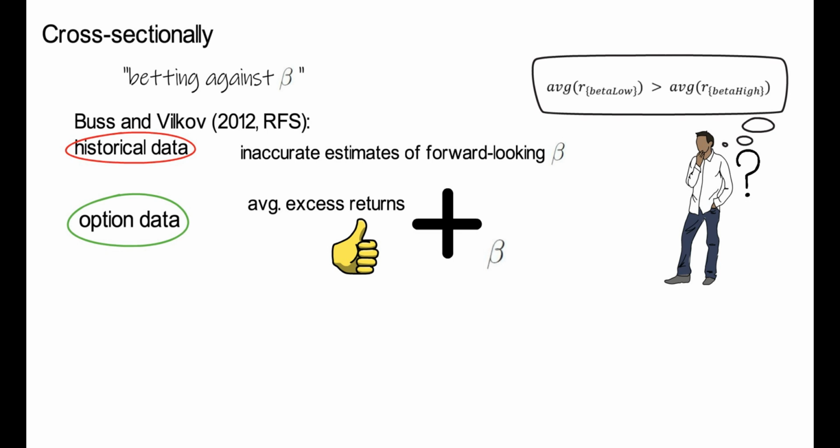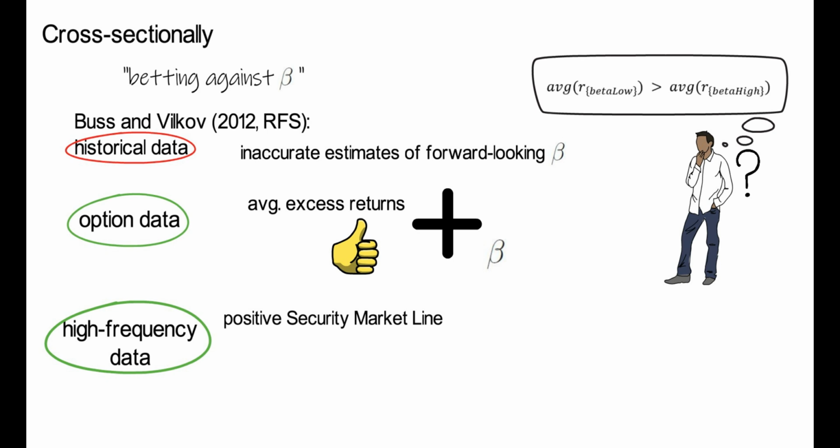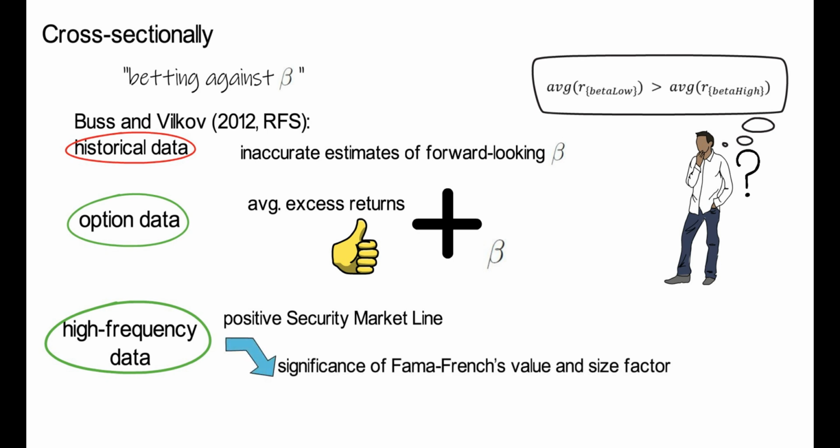Now, more recent research also finds that using high-frequency data to calculate CAPM betas leads to a positive security market line and drives out the significance of Fama-French's value and size factor. So for more on that, you could read the 2019 forthcoming Management Science publication of Hollstein, Prokopczuk, and Simen.